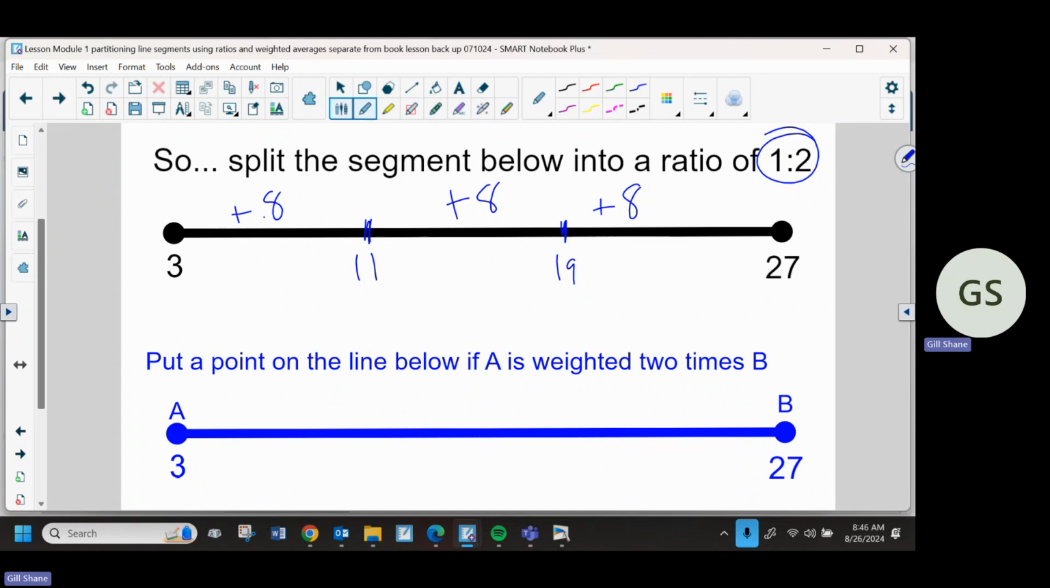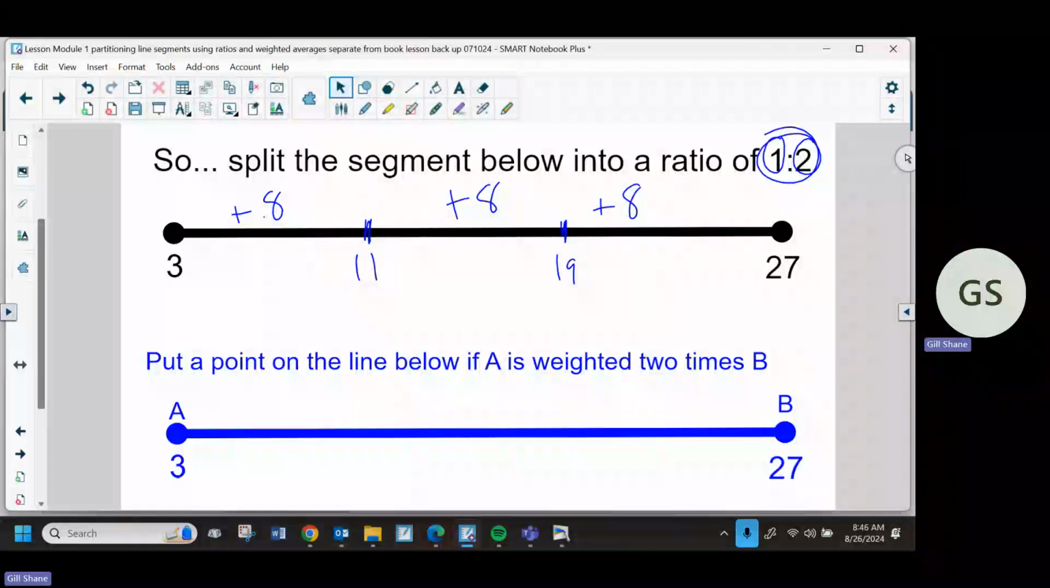And now the last part is, well, they want me to put a point on the line that will split it into a ratio of 1 smaller segment on the left and 2 smaller segments on the right. So what value would that be? Where did I leave off? Janelle, what value would that be up there? 3, 11, 19, 27. Want 1 on the left, 2 on the right.